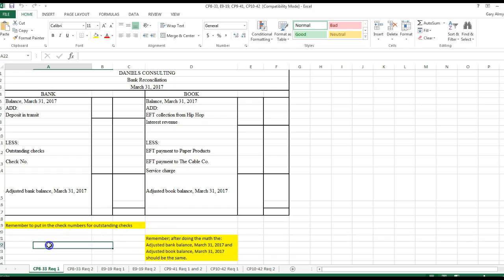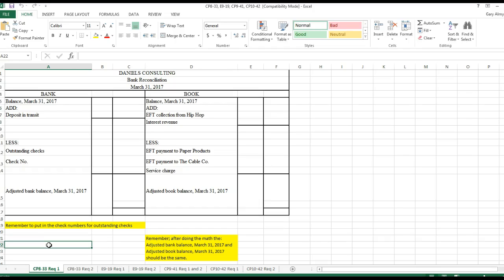So let's first start with CP 833 requirement 1. What we're doing in this particular problem is what's called a bank reconciliation. For those of you who do this, it's very similar to balancing your checkbook. A lot of people don't do that these days, but for those of you who do, it's very similar to that.